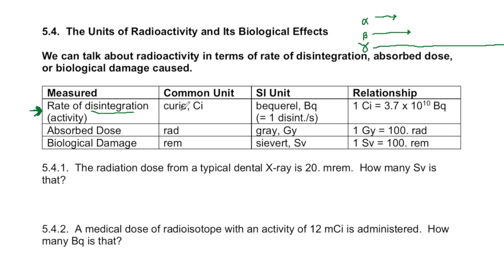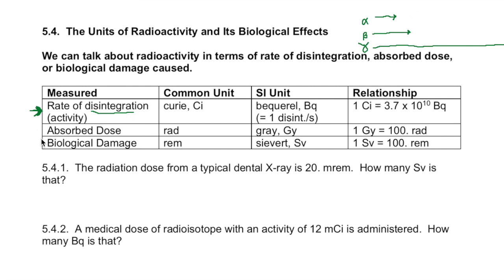A curie is a much bigger unit. A curie is another unit of disintegration. It's on the order of magnitude of 10 to the 10 becquerels. Historically, it came from the amount of activity you could expect from 1 gram of radium. Radium is an element discovered by Marie Curie. So 1 gram of that emits 3.7 times 10 to the 10 disintegrations per second. So that would be 1 curie.